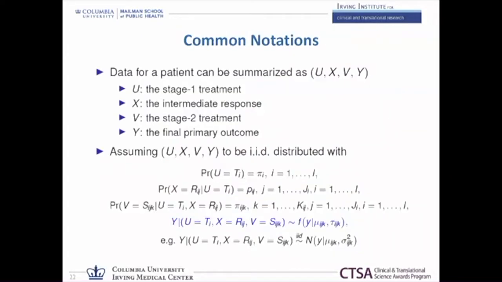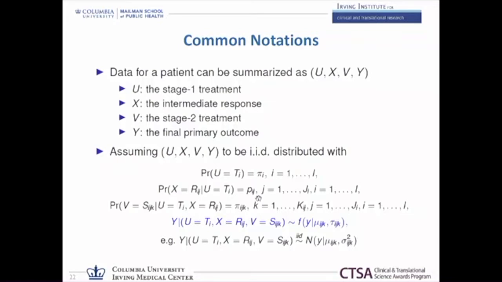So data collected from the general scheme of two-stage SMART for a patient can be summarized as a longitudinal trajectory across time, U, X, V, Y, where U is the variable representing the stage 1 treatment, X is the intermediate response, V is the stage 2 treatment, and Y is the final primary outcome. To do the statistical inference, we assume U, X, V, Y are independent and identically distributed, with pi i being the stage 1 randomization probability corresponding to the patient receiving Ti at stage 1.